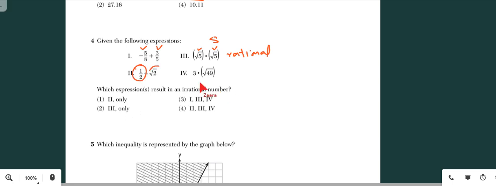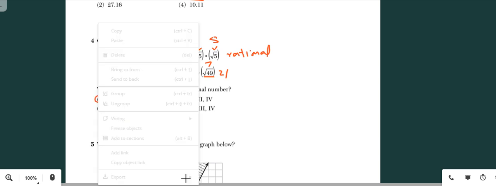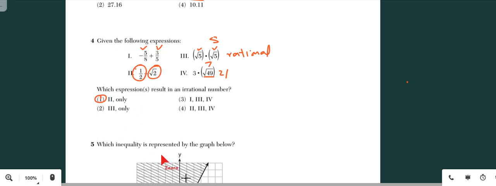This is rational and this is irrational. The sum of a rational and an irrational is irrational. Look, root of 49 is 7, and 7 times 3 is 21. So this will also give us a rational number. So only option 2 is the correct one. Yes. Okay, so only 2 is this one. Okay, next.